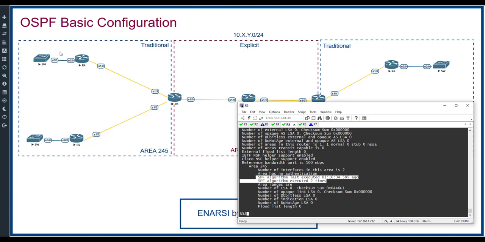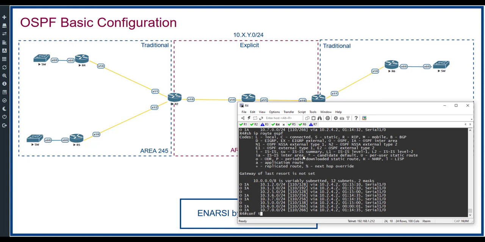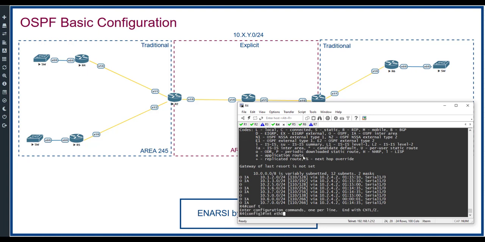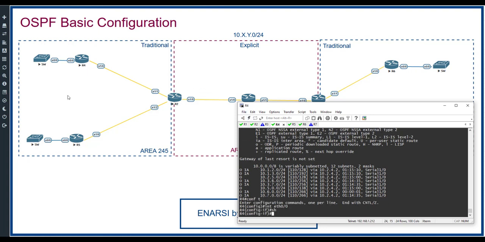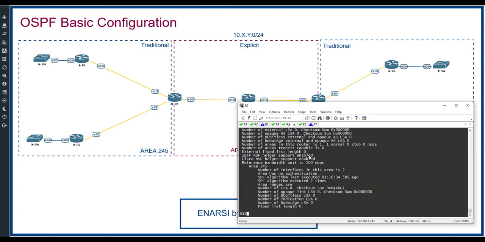Now assume that we are shutting down a router 4 interface. Look at here. In router 4, I am going to use interface Eth0/0 shutdown. We shut down this interface. In router 5, let me show you what is happening now. In show ip ospf, you can see the SPF algorithm executed. Why? Because here we have a topology change, and we should calculate the new shortest path tree.